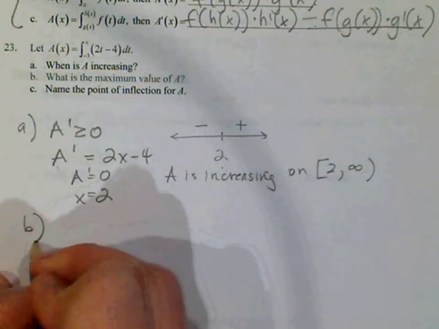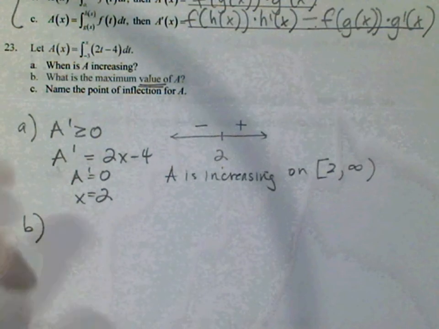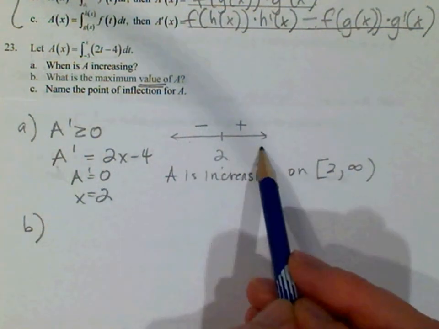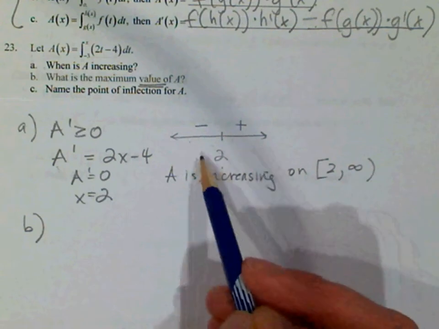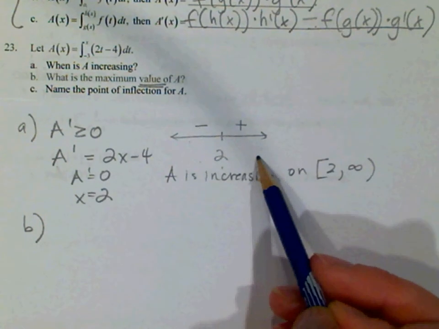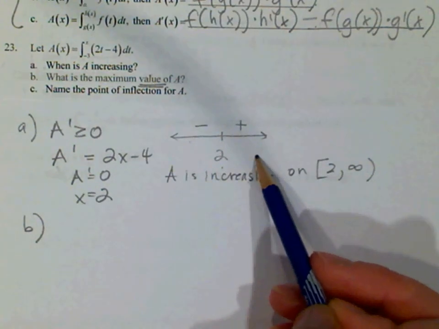B, if I want to find the maximum value of A, now 2 would be a minimum value, wouldn't it? Because my first derivative is changing from a negative to a positive. So if I start thinking about a max value, I'm pretty sure I don't have one. I wish this question asked for a minimum value. So we're going to change it because there is no max value.